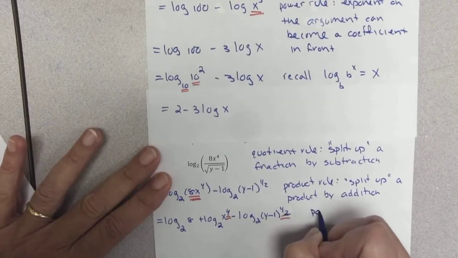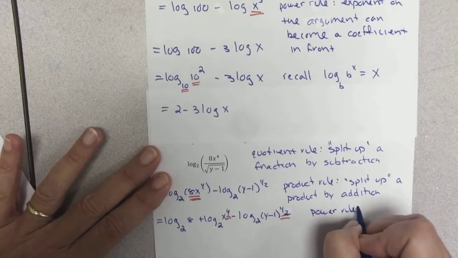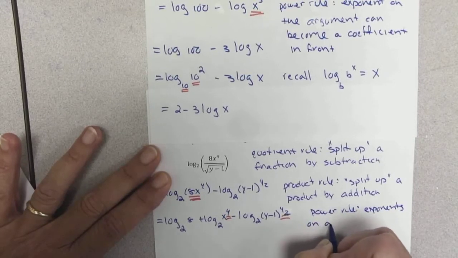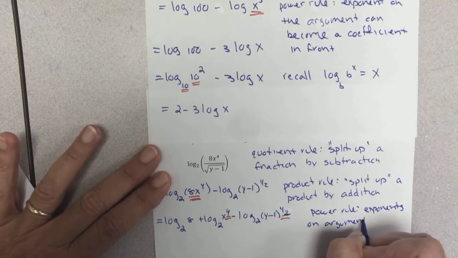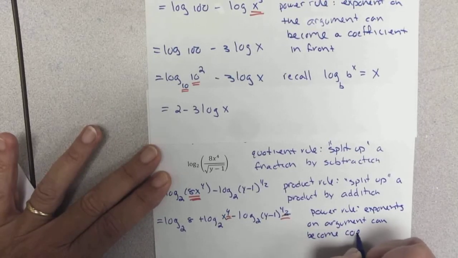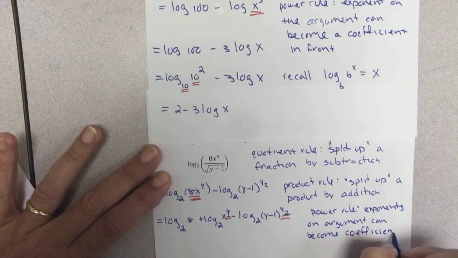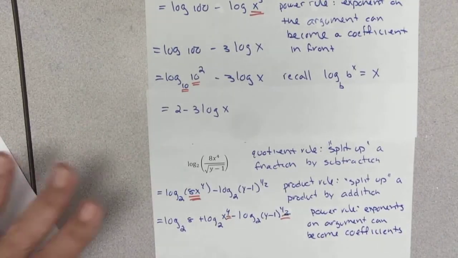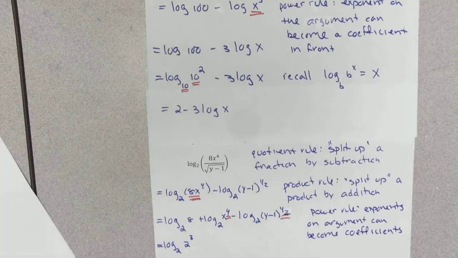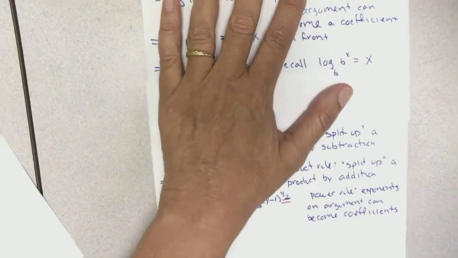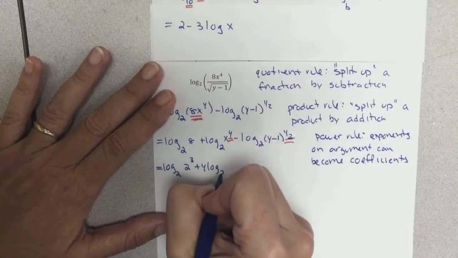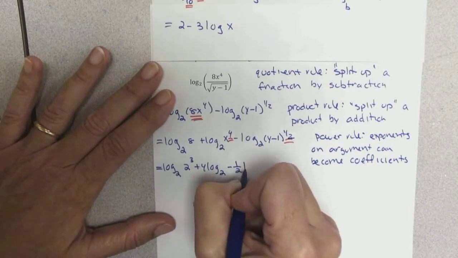The power rule: exponents on the argument can become coefficients. And so this becomes, and here's where I'll do an extra little step too. 8 is 2 cubed. Then that 4 can come down in front, and that 1/2 can come down in front.